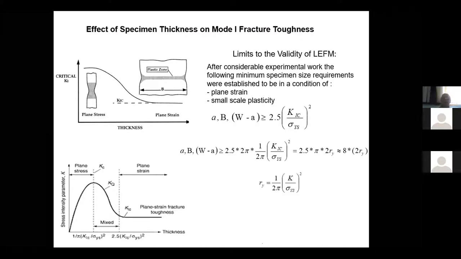Now, more concretely, these requests for thickness and also for some other geometry parameters of a specimen can be summarized as given here. Thickness here is B, because two conditions have to be met. One is plane strain, as just explained, and the other is small scale plasticity that I explained previously. Let's say that 5% is the limit. So if we see that this is once again correlated with the ratio of fracture toughness and tensile strength, we can also correlate this requirement with plasticity zone size as given here.